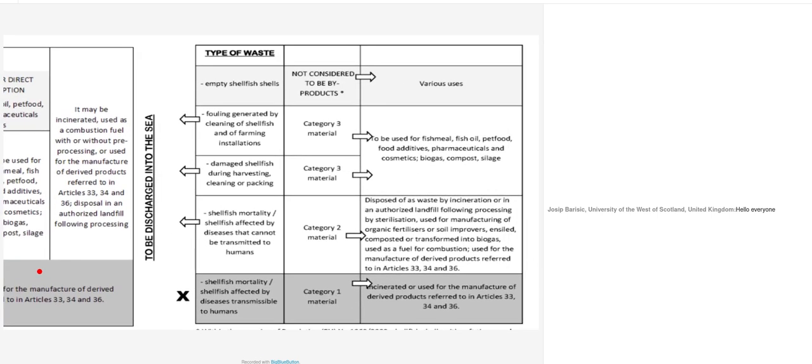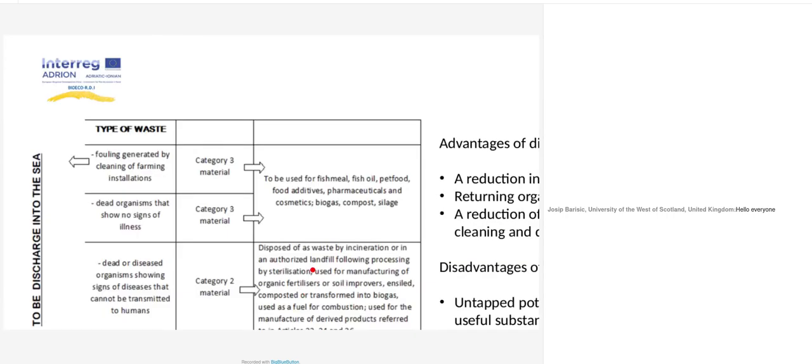In the other image, you can see that shellfish affected by diseases cannot be returned to the sea, but it is allowed to use them for products. The category 2 shellfish have dual possibilities: to be destroyed as waste, but also to be used for landfills, fertilizers, biogas, and for other products.